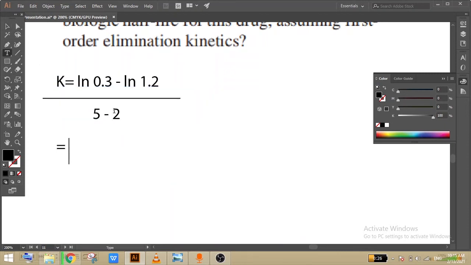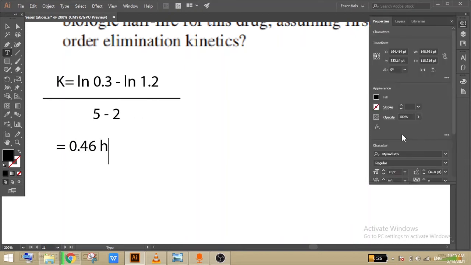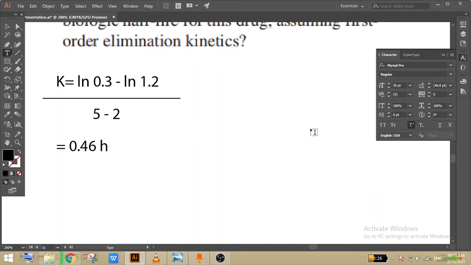The answer for this is 0.46, and the units for the half-life. Just wait a second, I'm trying to open subscribe. Yes, okay, you can write like this. I'm not able to figure it out.